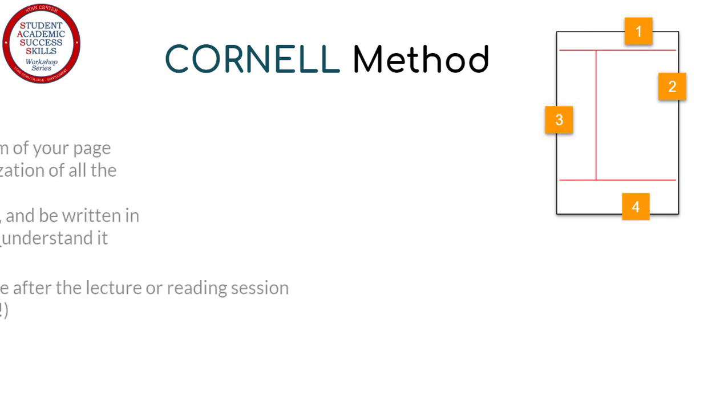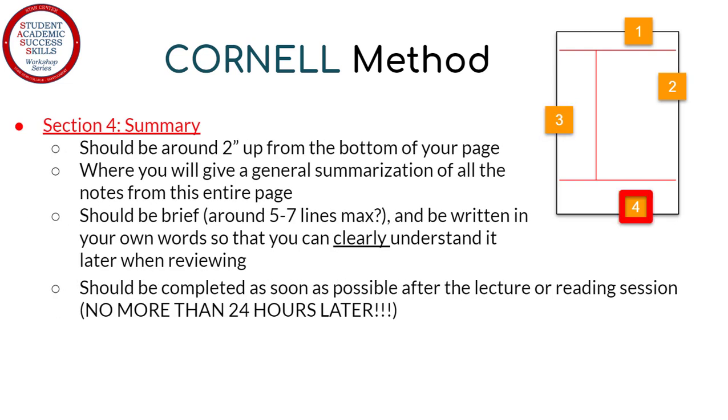Finally, we come to the fourth section of the Cornell method, the summary section. This section should be around 2 inches up from the bottom of your page and is where you'll give a general summarization of all the notes from the entire page of notes. Your summary should be brief, around 5 to 7 lines, and be written in your own words so that you can clearly understand it later when you're reviewing your notes.